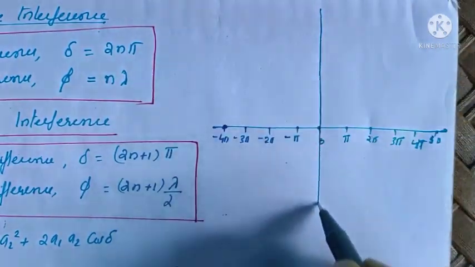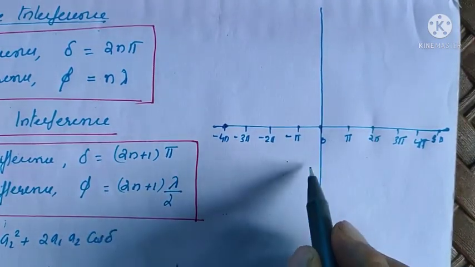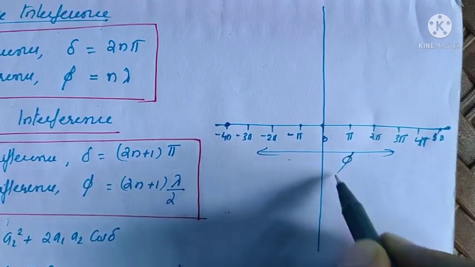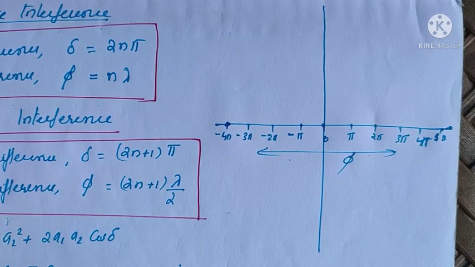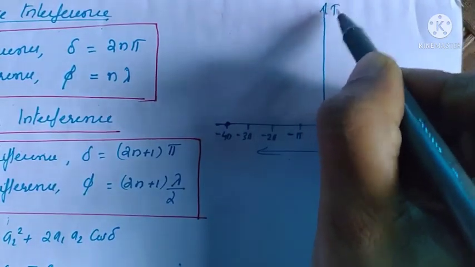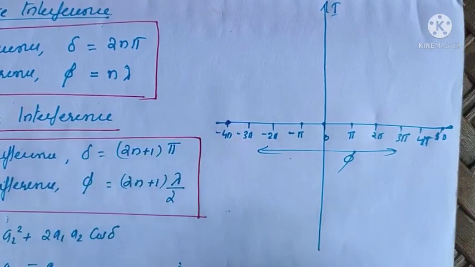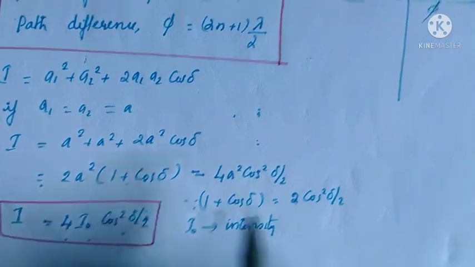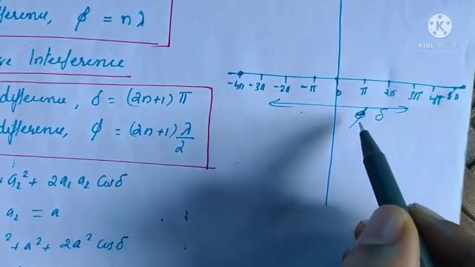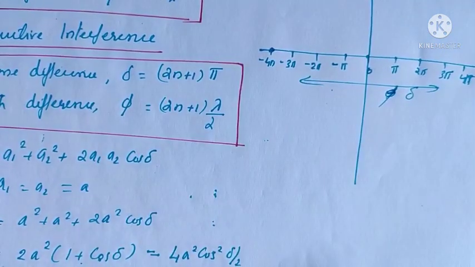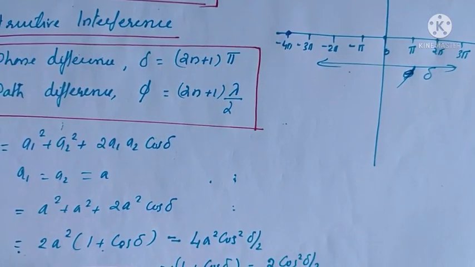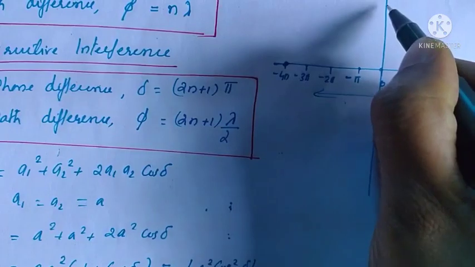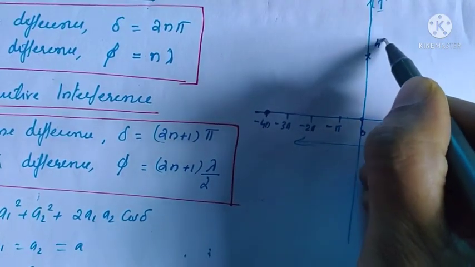We don't need the negative y-axis, and this x-axis is marked with the phase difference phi, and the y-axis as intensity. Sorry, here we have taken the phase difference as delta. Whether it is phi or delta, it means the phase difference. If you substitute the value of 0, I is equal to 4I0, the maximum value. So we can mark this point here as the maximum value 4I0.